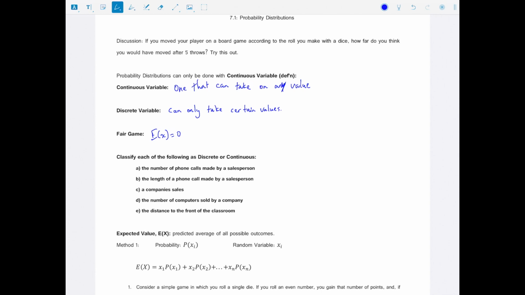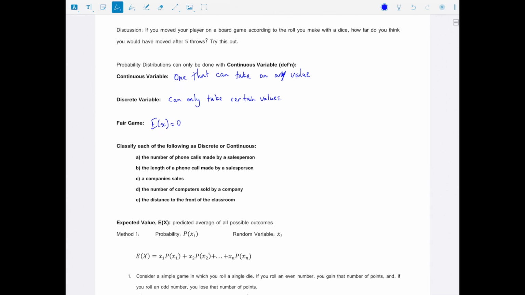Let's quickly classify each of the following as discrete or continuous. The number of phone calls made by a salesperson. Well, you can only take on specific values like 1, 2, 3. You can't take on 1.5 or 2.5. So this would be considered discrete. The length of a phone call made by a salesperson. Well, it could take on 3 minutes and 52 seconds, 0.41 milliseconds or something like that. And so it can take on a whole bunch of values, actually an infinite number of values. And so this is called continuous.